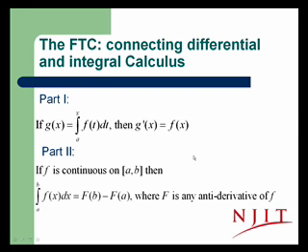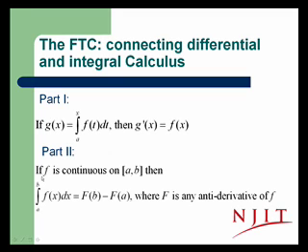Now, today's class will discuss the fundamental theorem of calculus. This theorem connects derivatives with integrals. Part 1 of the theorem says if g of x is the integral from a to x of f of t dt, then the derivative of g of x, g prime of x, is f of x. So the derivative of an integral is what's under the integral sign.